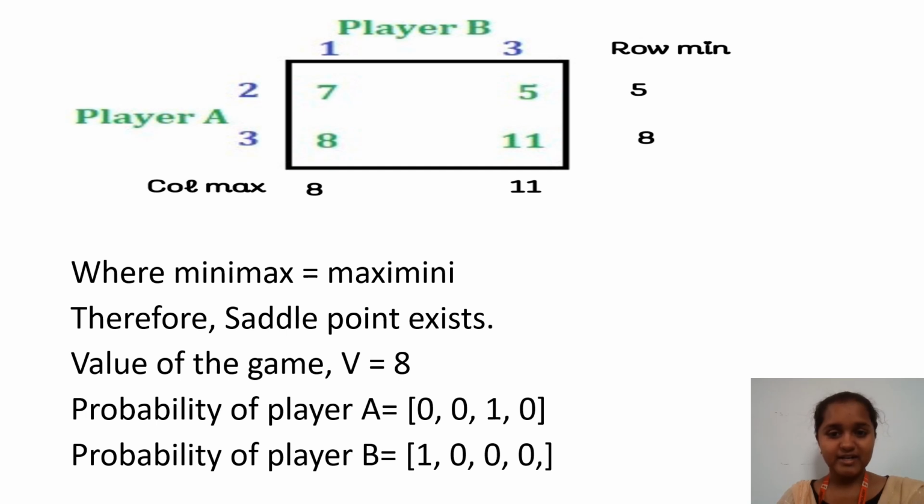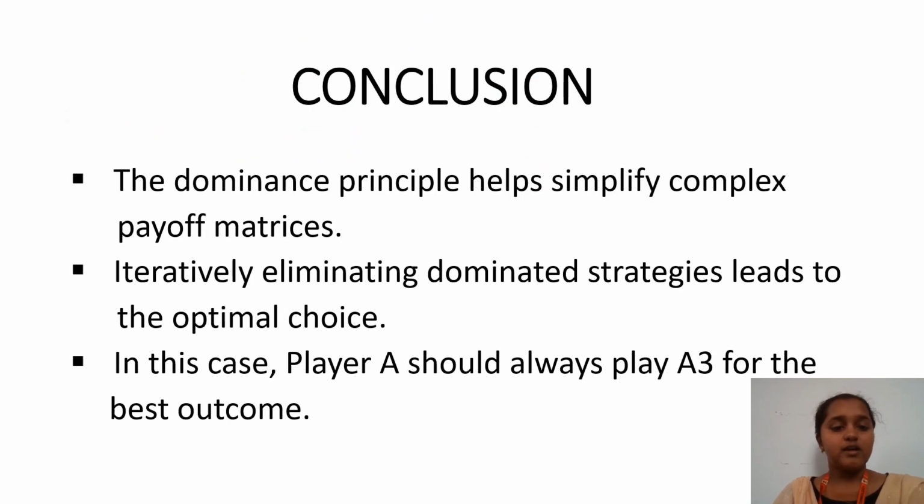Moving on to the next slide, conclusion. I hereby conclude that the dominance property helps simplify complex payoff matrices. Iteratively eliminating dominated strategies leads to the optimal choice. In this case, player A should always play A3 for the best outcome. In the given payoff matrix, player A should always play the A3 strategy to get the best solution or best outcome.